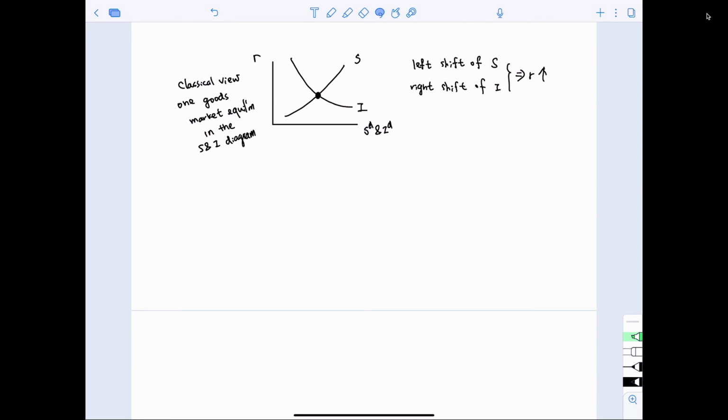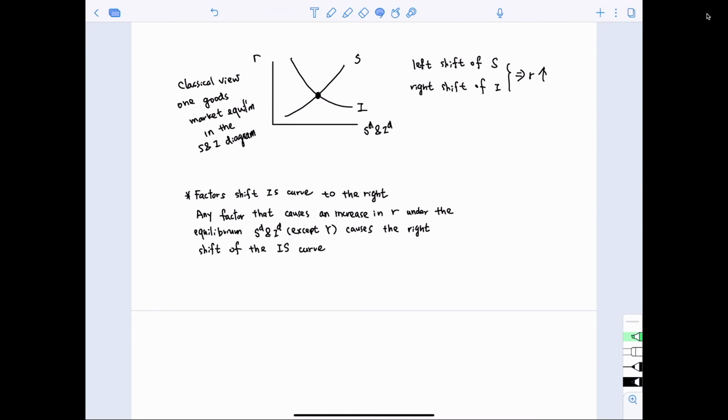So from this graph, we know that whatever factor causes the left shift of the saving curve, or whatever factor causes the right shift of the investment curve, both of them will cause the real interest rate to increase. In other words, the factors that will shift the IS curve to the right will be any factor that causes an increase in R under the equilibrium, except the changes in Y. All of them will cause the right shifts of the IS curve.